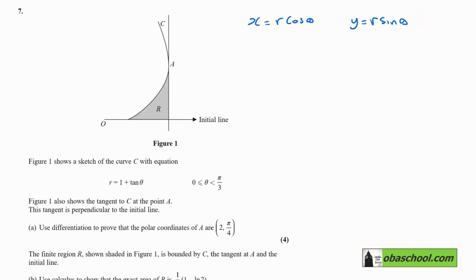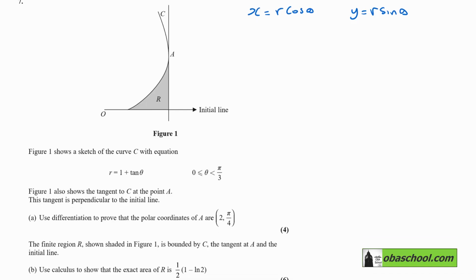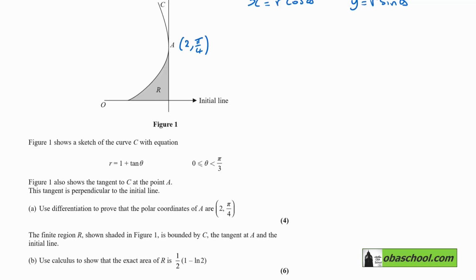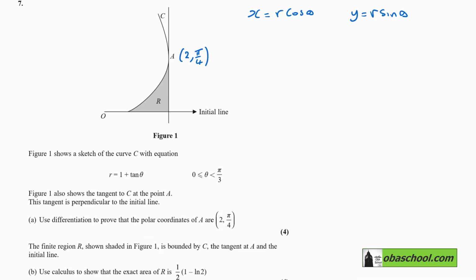The finite region R, shown in the above diagram, is bounded by the curve C, the tangent at A, and the initial line. Use calculus to show the exact area of R is a half (1 minus log 2). Now we know that A in polar coordinates is (2, pi by 4). It might be useful to know those in Cartesian. So x would be equal to 2 cos pi by 4. So that's 2 root 2 over 2, and therefore that's root 2.